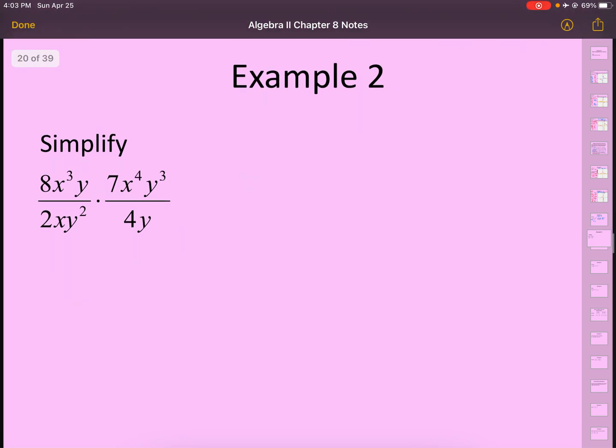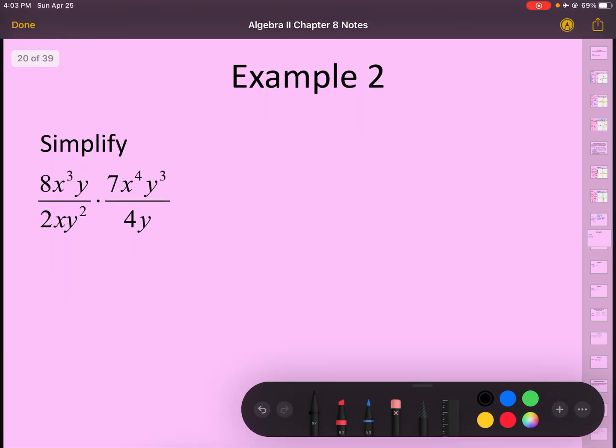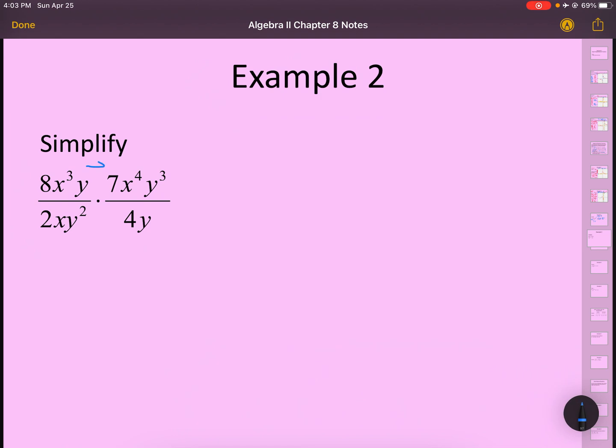In example 2, we're going to do the same stuff. First, multiply the numerators together and the denominators. So 8 times 7 is 56. And then we're going to have 7 x's up top and 4 y's. And in the denominator, 2 times 4 is 8. I have 1 x and 3 y's.